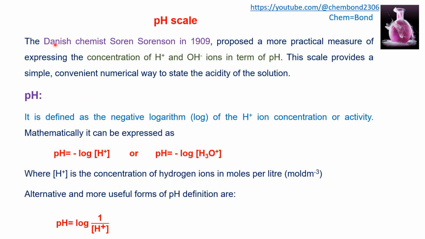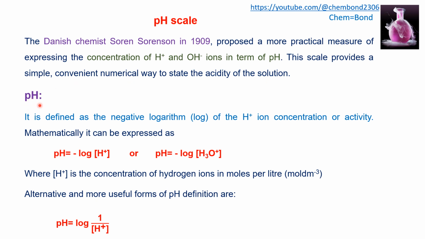The Danish chemist Søren Sørensen in 1909 proposed a more practical measure of expressing the concentration of hydrogen ion and hydroxide ion in terms of pH. This scale provides a simple, convenient numerical way to state the acidity of a solution.